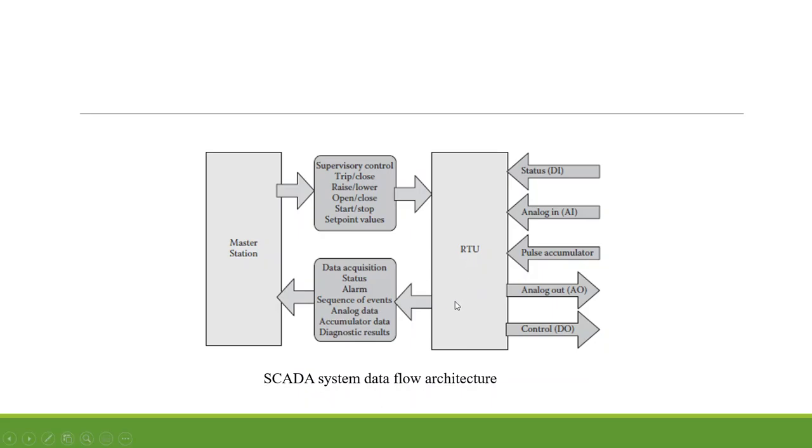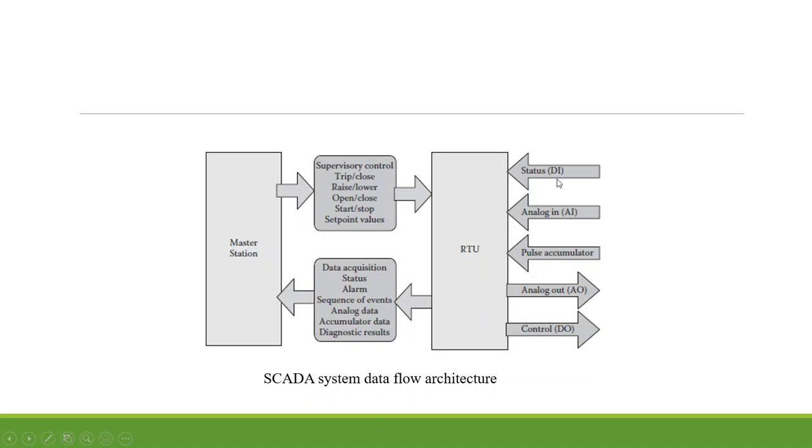Then what the RTU is going to give to the master station is the data acquisition status. It will also give alarms. Sequence of events: this event occurs first, then the second event. Suppose there was earlier a line to ground fault, then it converted into a double line to ground fault, then it might have converted further to a three-phase fault. It could be just taken as an example. So sequence of events, analog data, accumulator data, and diagnostic results will be given by the RTU.